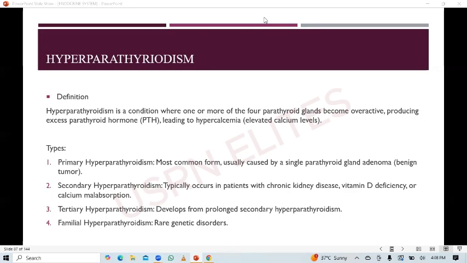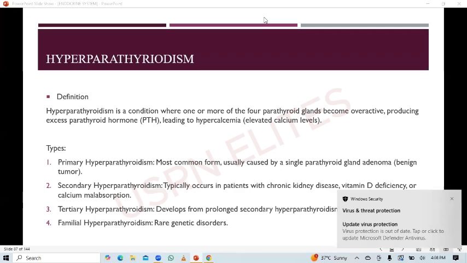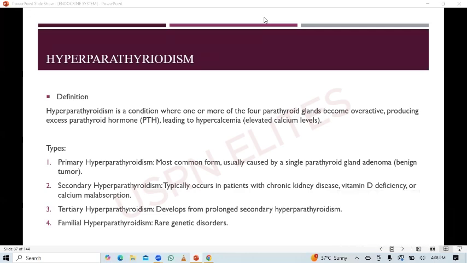So we started with the pituitary gland, whereby under the pituitary gland we spoke about DI and then SIADH. That is diabetes insipidus, and then syndrome of inappropriate antidiuretic hormone.